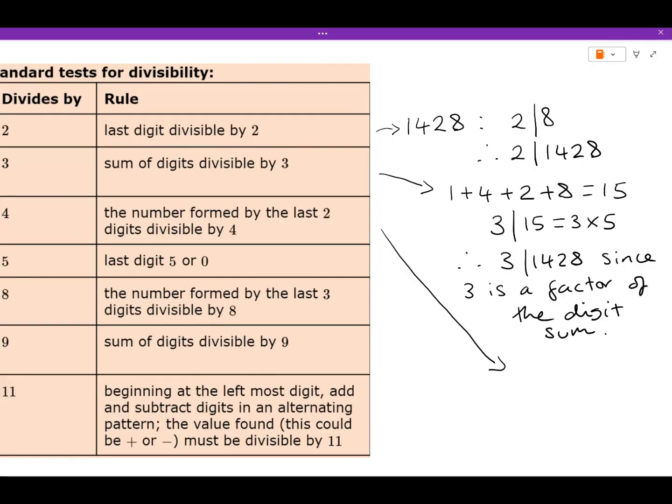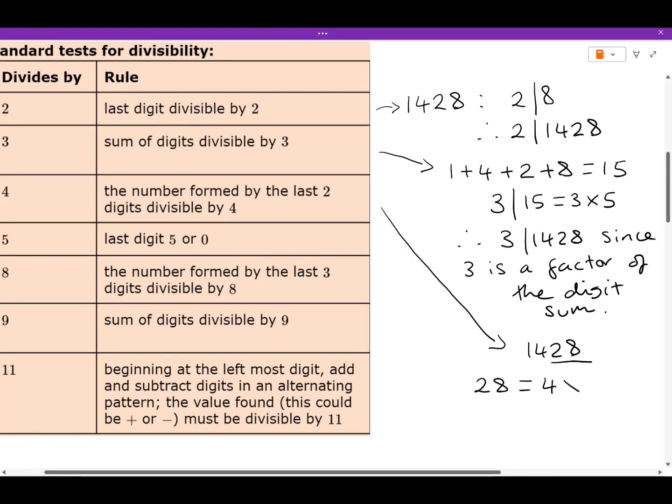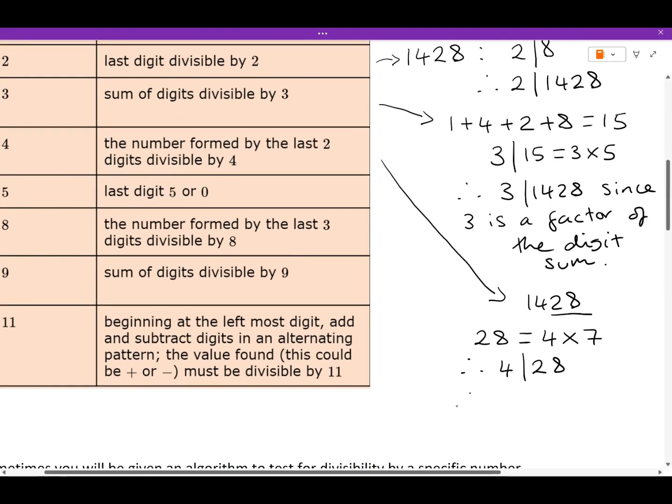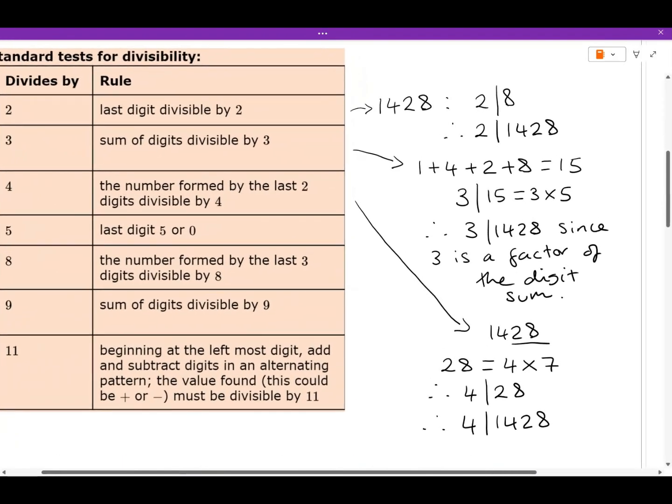So if we take the number 1428, we're now looking at the final 2 digits. 28 is equal to, writing it as a multiple of 4, 4 multiplied by 7. So we can say therefore 4 is a factor of 28, and therefore 4 is a factor of 1428. And that would be the test for 4.